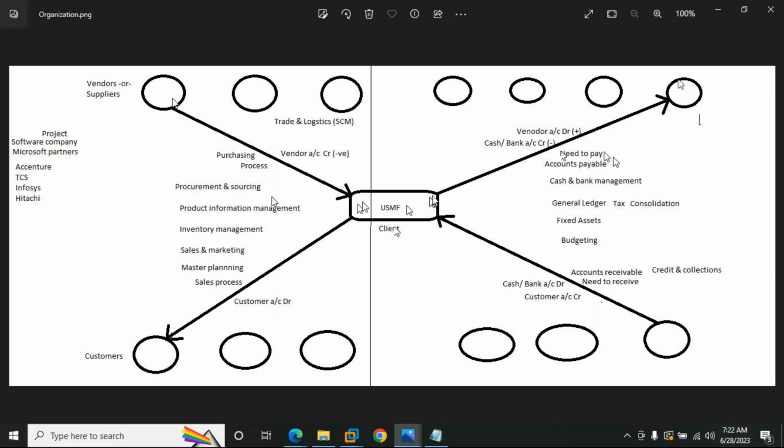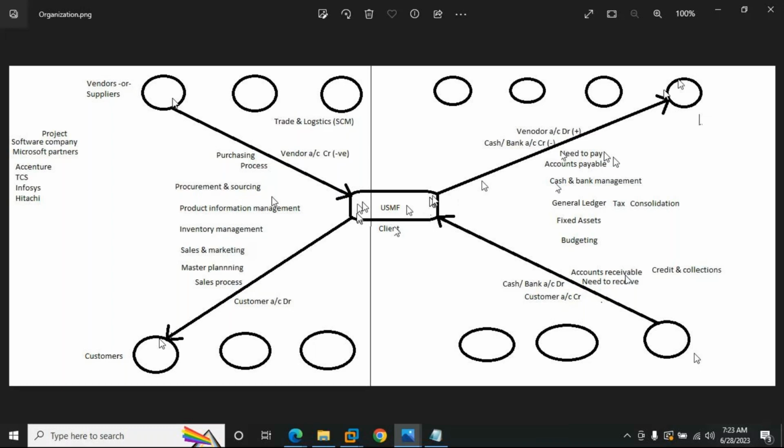And you are selling material to the customer, so you need to receive money from the customers. For that, you need to understand the accounts receivable module. So you are going to learn the accounts payable module and the accounts receivable module. Payable means you are paying money to the vendor, and receivable means you are receiving money from the customer. And then cash and bank.